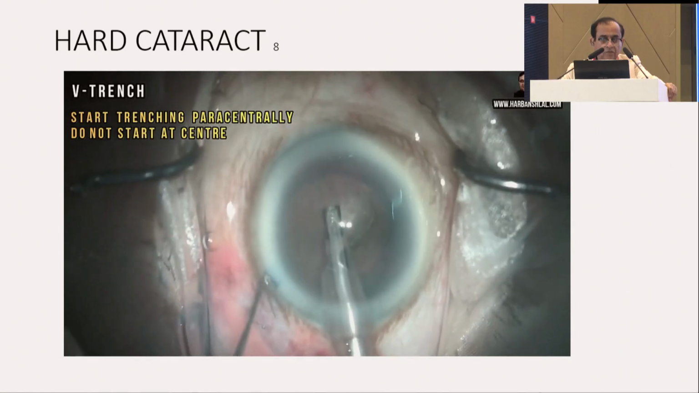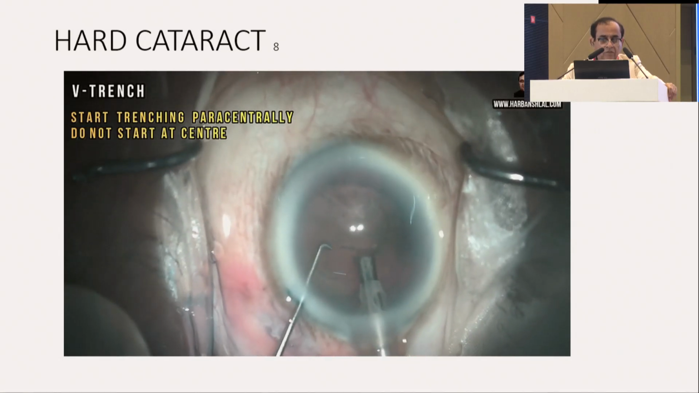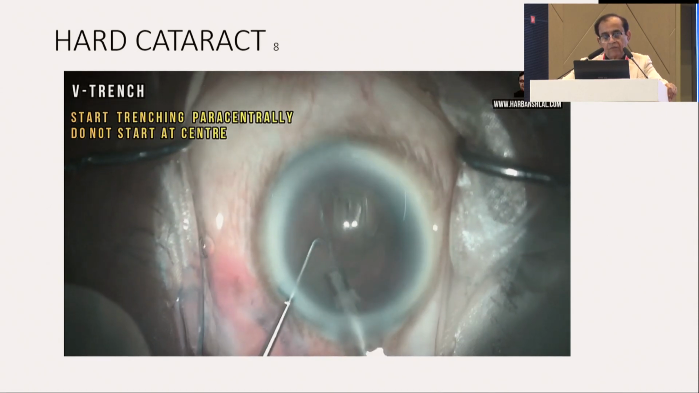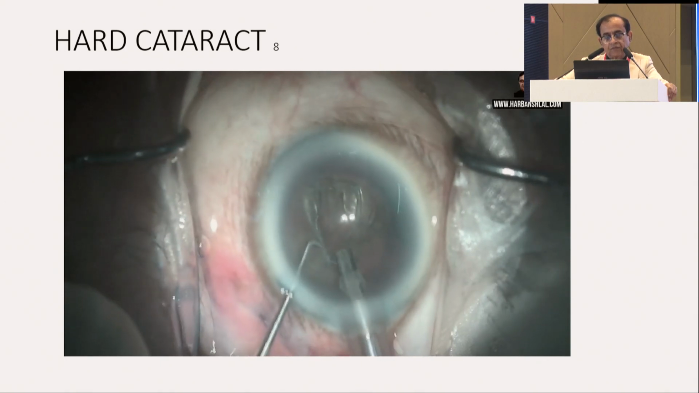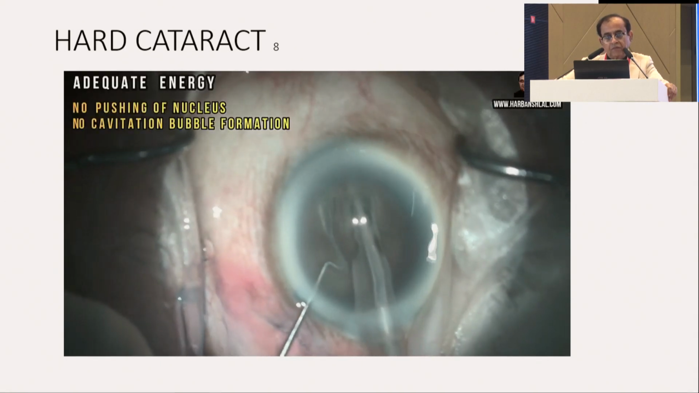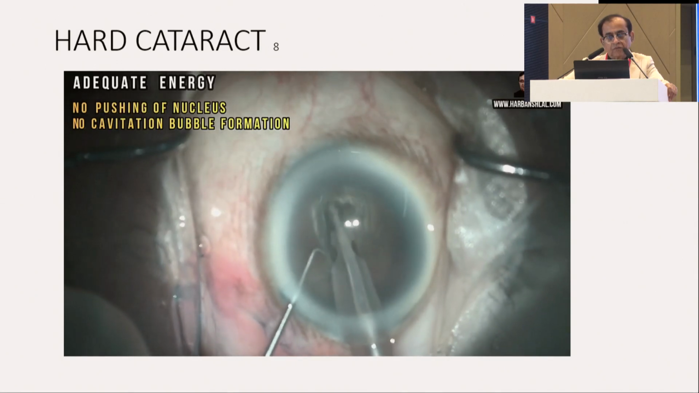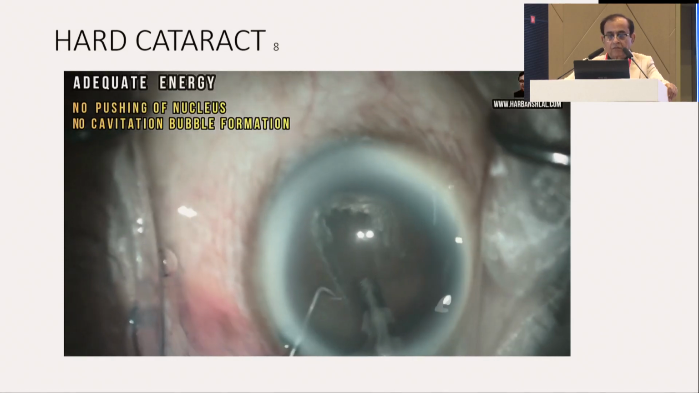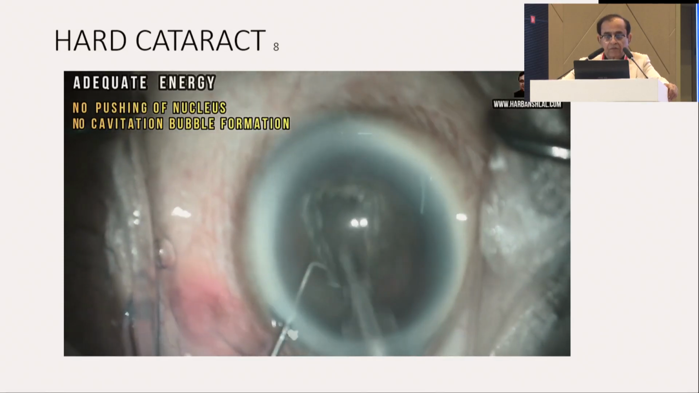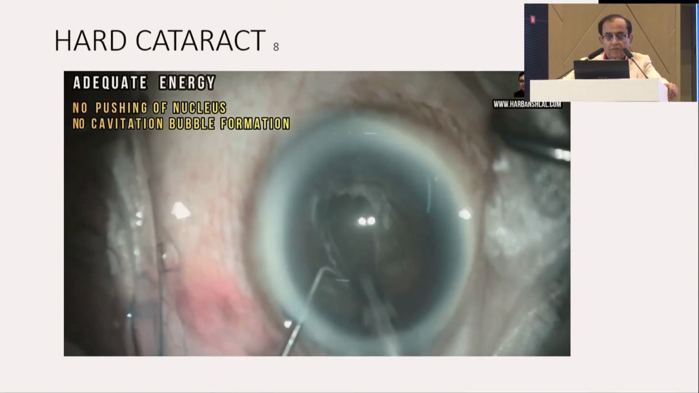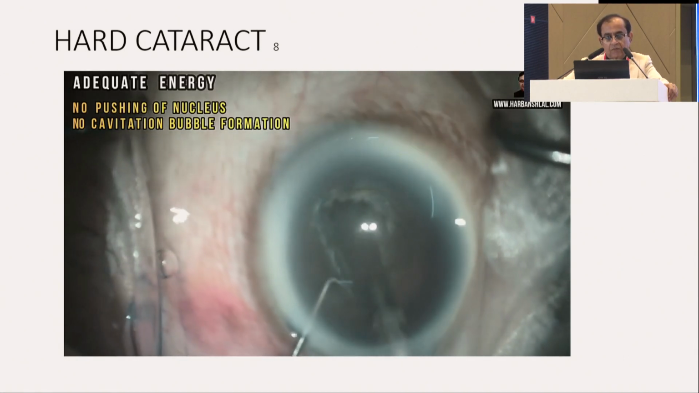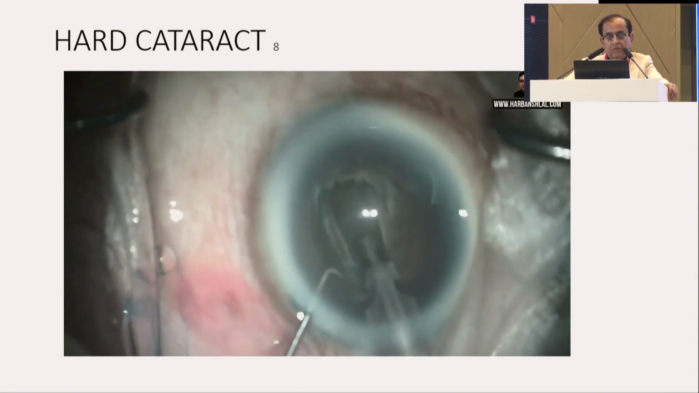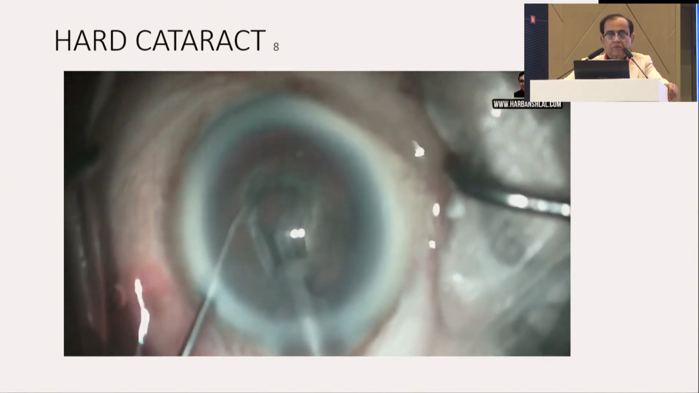To make a pattern of V, start trenching paracentrally to have a wider trench at the periphery. The speed of the tip movement, energy delivered and depth sculpted should be such that there is no pushing of the nucleus and no cavitation bubble formation. If you are pushing the nucleus, that means energy delivered is less. If there is a cavitation bubble formation, that means energy delivered is much more than needed. Now sculpt more in the center to have vertical V trench.